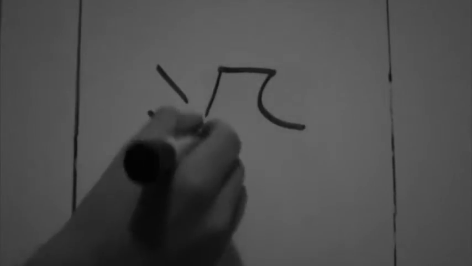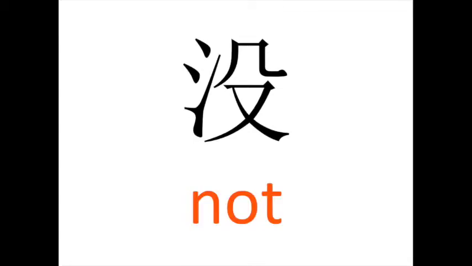The next character is the character for not. And what radical does this one have? It has the water radical, which makes sense because to be without water is horrible. So not, like without or not having water, is very, very bad. So that's why the notness of it is kind of powerful.